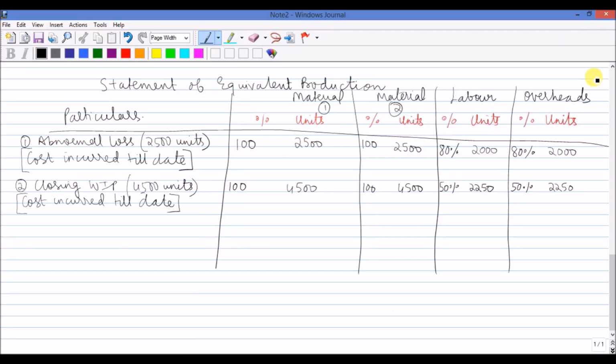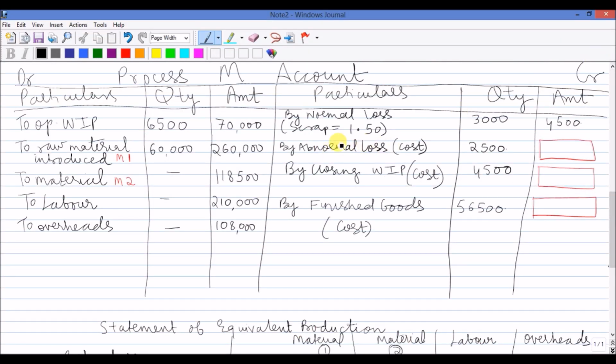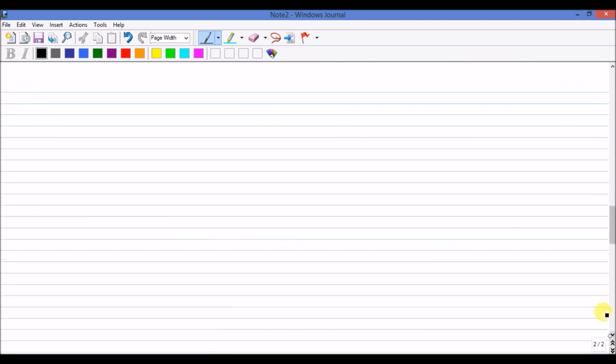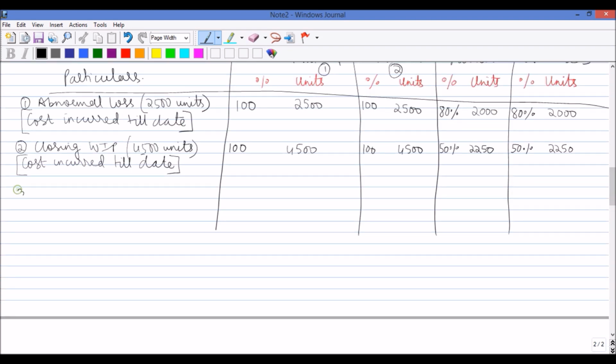Now I need to look at what we are ready with. We have done abnormal loss. Okay. We have done closing work in progress. Yes. We have to do now finished goods. Now friends, very important part. The third part which we are going to do is finished goods.